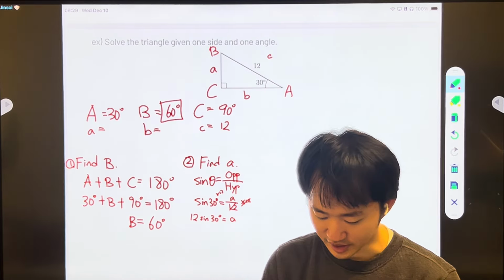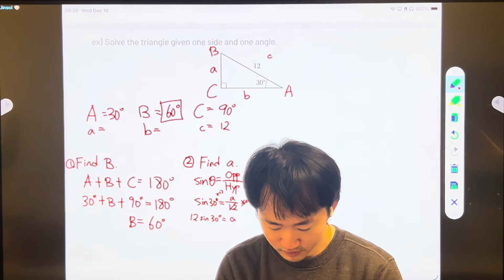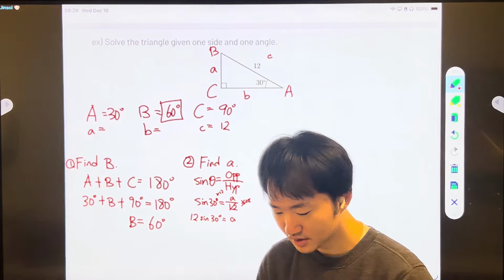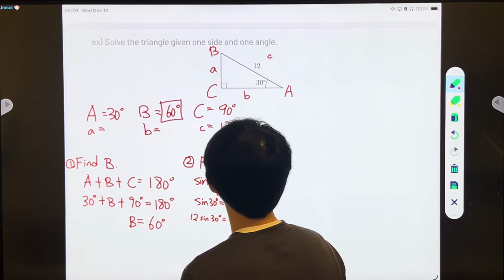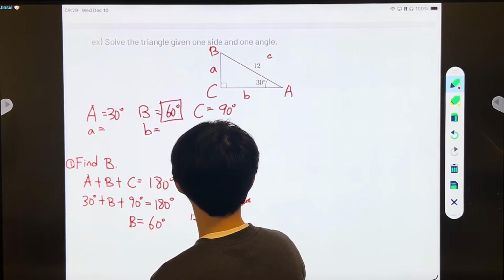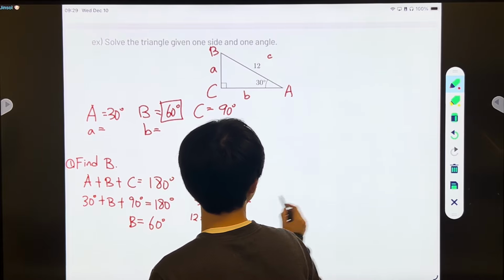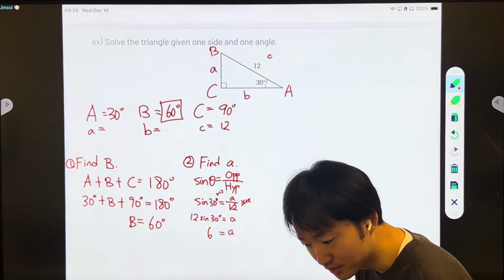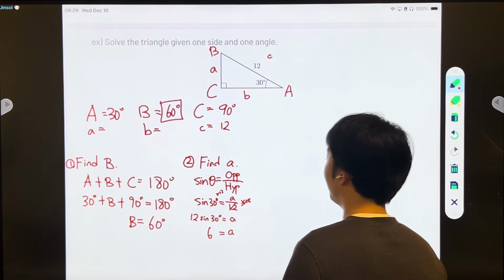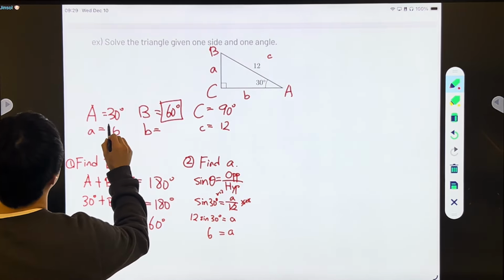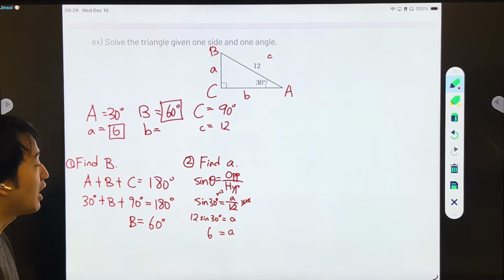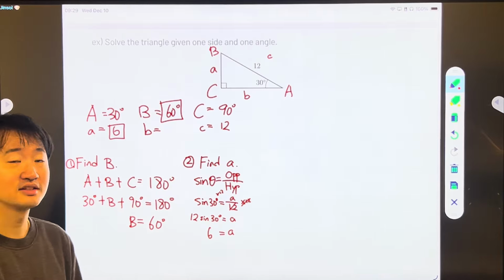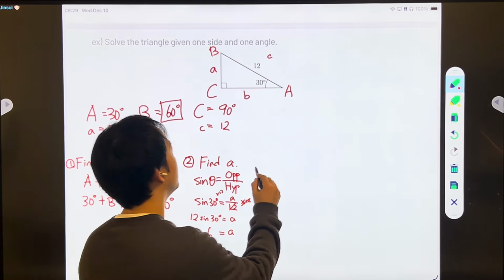And of course, I want to use a calculator for this. 12 sine of 30 degrees, and it turns out to be 6. Apparently, there's no decimal points here, so this means that this is an exact value. So a equals 6. I'm happy that I got a equals 6, but still, I don't want to use that fact. So let's move on to the next part.